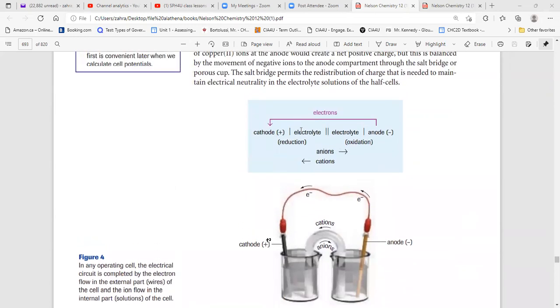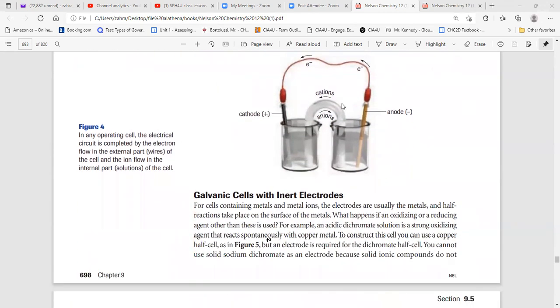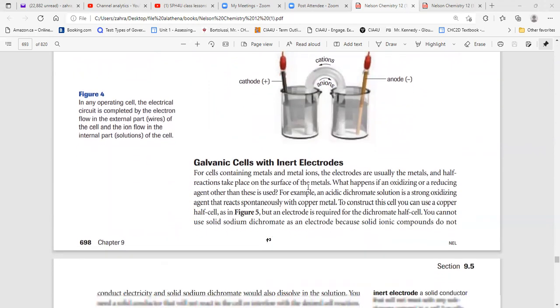If you want to write the cell, here you put your cathode, here you put your anode. Here reduction happens, here oxidation happens. And you need to know the direction of the cations and anions when the question is given to you and asks you to do that.